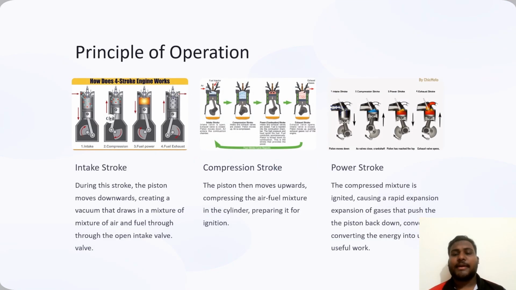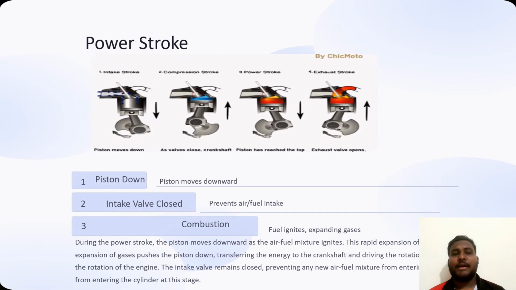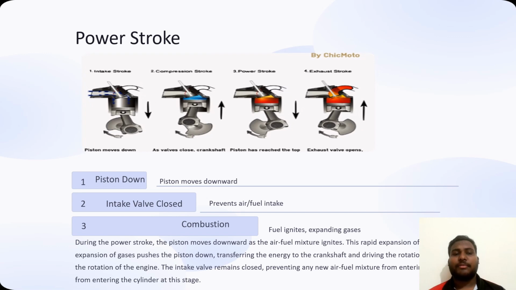Moving on to the power stroke, the compressed mixture is ignited, causing a rapid expansion of gases that pushes the piston backwards and converts the energy into useful work. Let's go to the next slide. In this, we are going to learn about the power stroke completely.